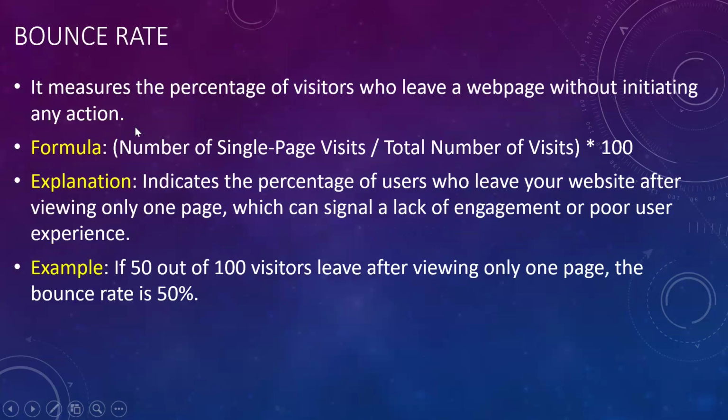Then bounce rate. It measures the percentage of visitors who leave a web page without initiating any action. So this is the formula. The formula is number of single page visits divided by total number of visits. It indicates the percentage of users who leave our website after viewing only one page, which can signal a lack of engagement or poor user experience. For example, if 50 out of 100 visitors leave after viewing only one page, the bounce rate is 50%.